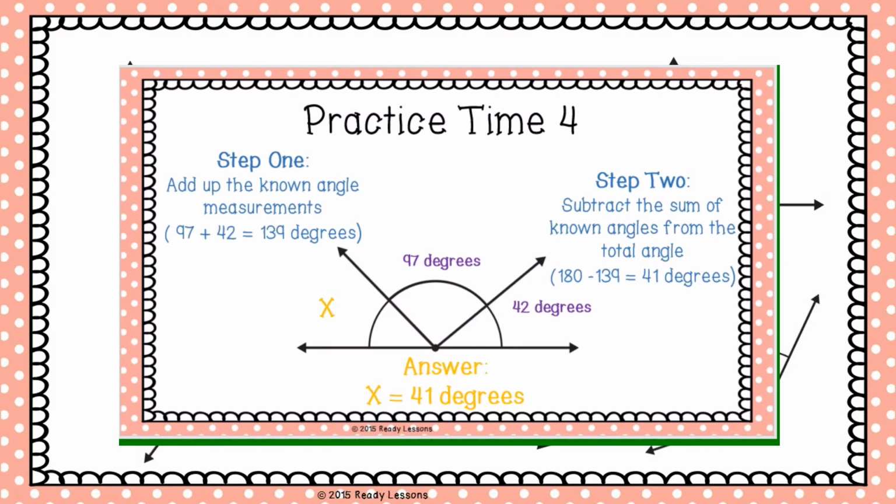So, let's see how you solved it. Step 1 is to take the two known angles and add them together. 97 plus 42 equals 139 degrees. Now step 2 is, we know that the straight angle is 180 degrees. So 180 minus 139 equals 41 degrees. So the missing angle x equals 41 degrees.